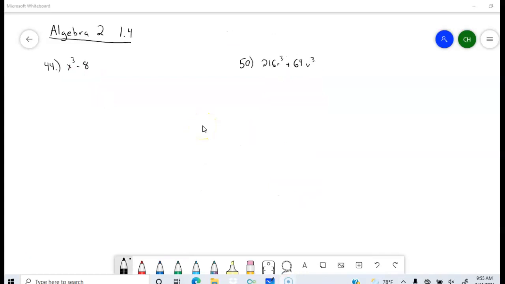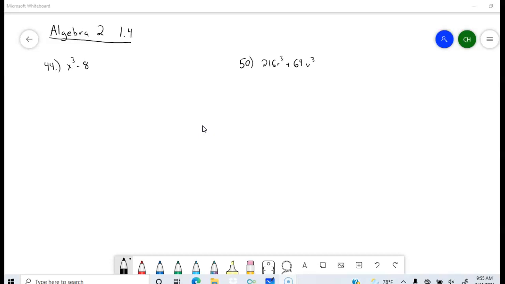Okay, so these next ones, they don't fall under any of the things that we've done. On number 44, x cubed minus 8, I can't pull out a greatest common factor. They've got nothing in common. It's not the difference of perfect squares because x cubed is not a perfect square. 8 is not a perfect square. So I don't have those tricks that I can use.